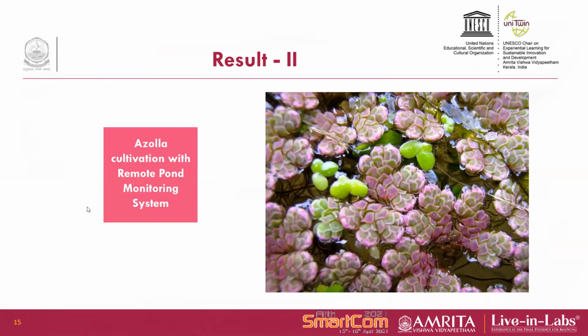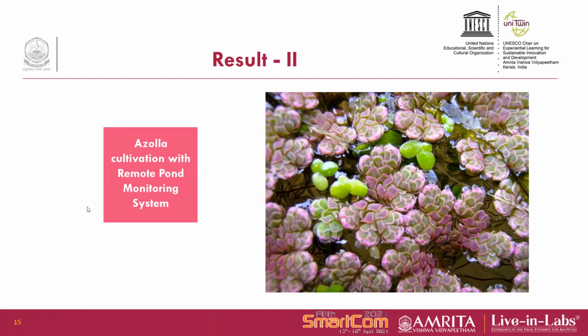So solution 2, the Azolla cultivation with remote pond monitoring system. From the data that we have collected as part of the methodology, it was evident that the majority of the families owned private ponds, and hence water purification could also be obtained by utilizing indigenous resources such as Azolla. Azolla, especially Azolla filiculoides, is a tiny aquatic fern with microphyllous leaves. And Azolla is less expensive and can be grown easily with minimal effort.